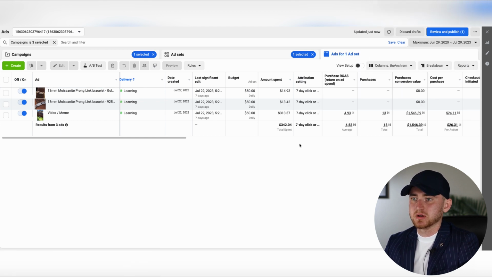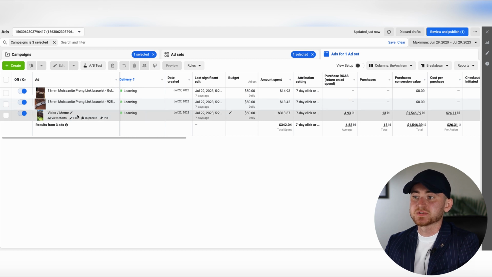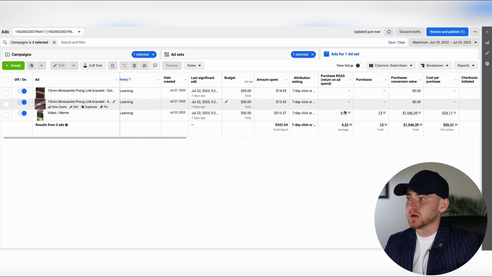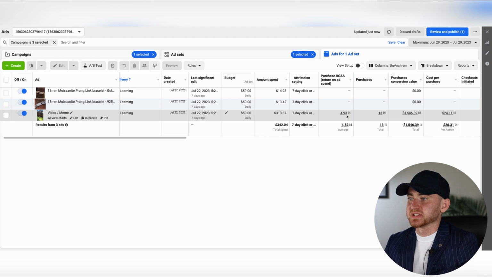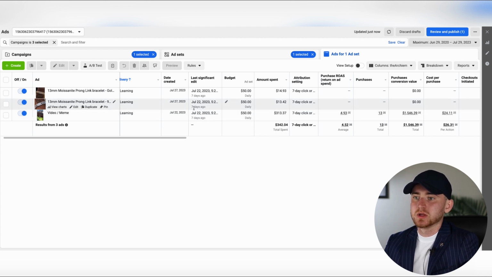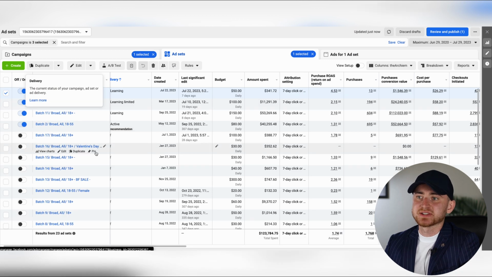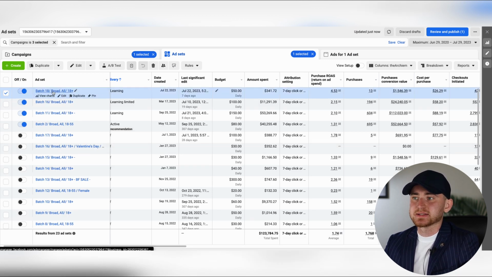And as you can see, right here we have these 3 creatives, one of which stands out with almost 5x return on ad spend. So now, because we know that this is a proven ad, first of all, I'm going to start scaling this particular ad set.